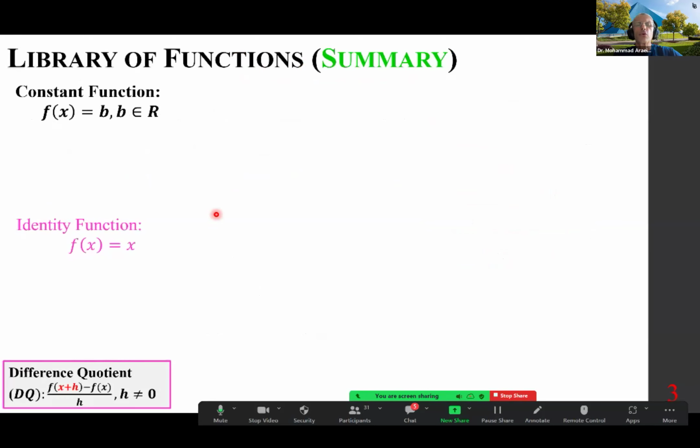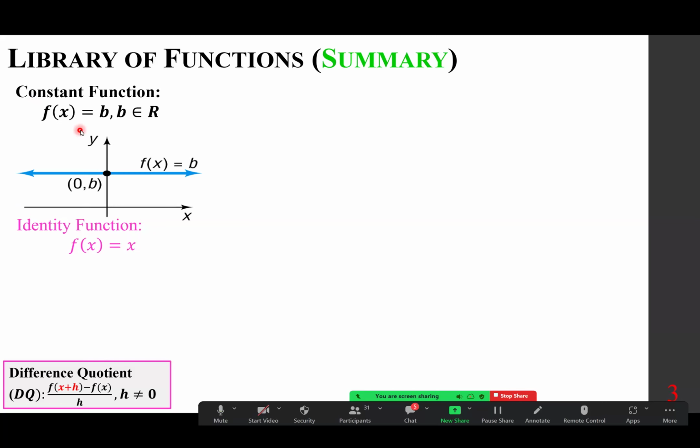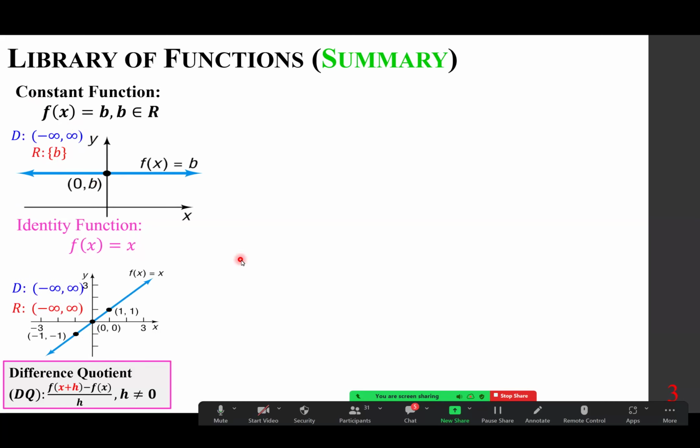Here's the summary for library of functions. These are elementary functions. You should be familiar. Here's a constant function, f of x or y equals b, which is a horizontal line. Domain, all real numbers, range b. Identity function, y or f of x equals x. A line that goes through the origin. Domain and range are all real numbers.